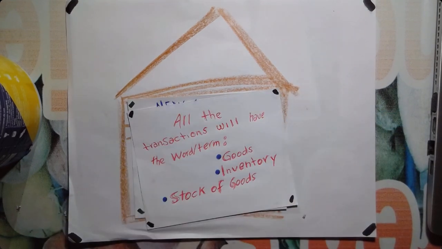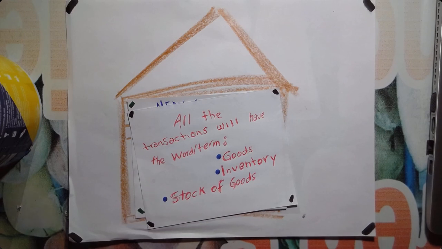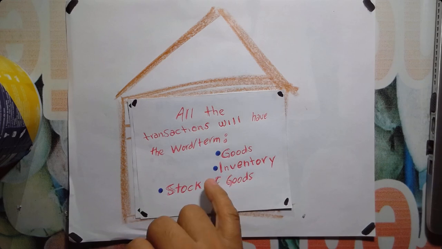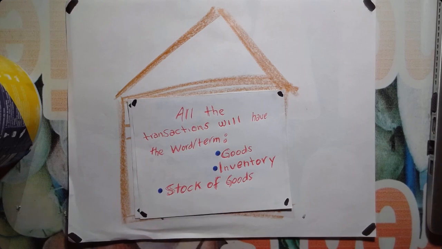Now, you will encounter new transactions in this particular chapter, but there are keywords that will help you to identify the new transactions, because all the transactions will have the word or term goods, inventory, or stock of goods. So they will be very easy to identify. Keep that in mind as we go by in this chapter.